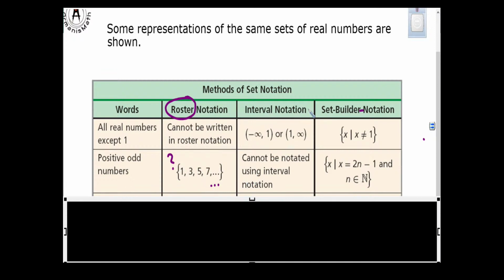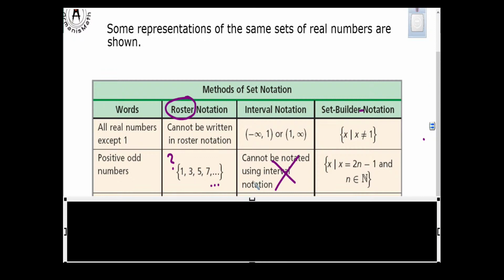Can I put this in interval notation? That's a tough one. Cannot put this one in interval notation either. Remember, in interval notation you have to have a bracket or parentheses. So what are you not including? What are you including? That's tough to put here.